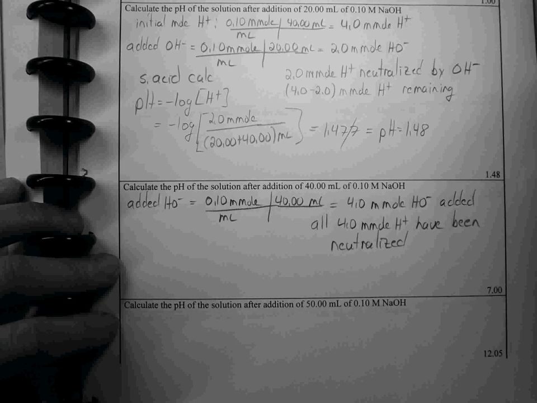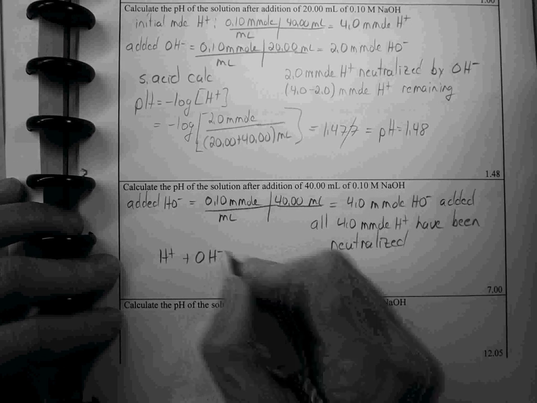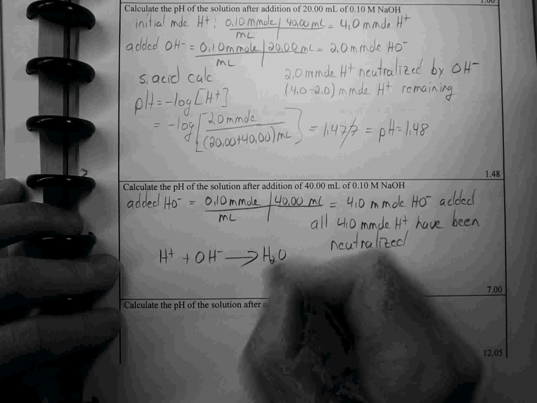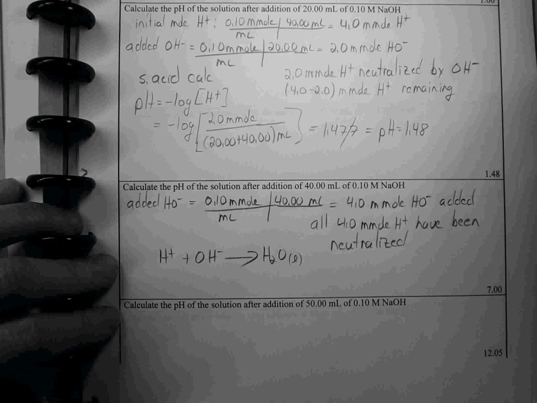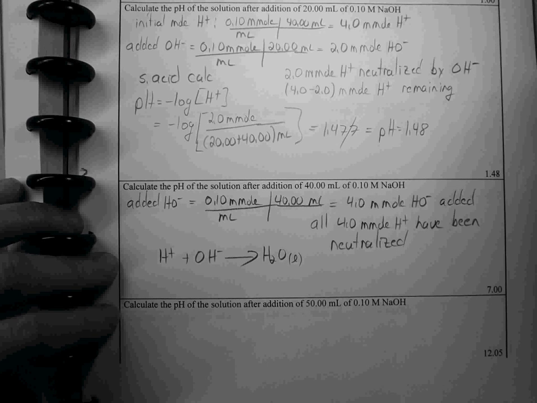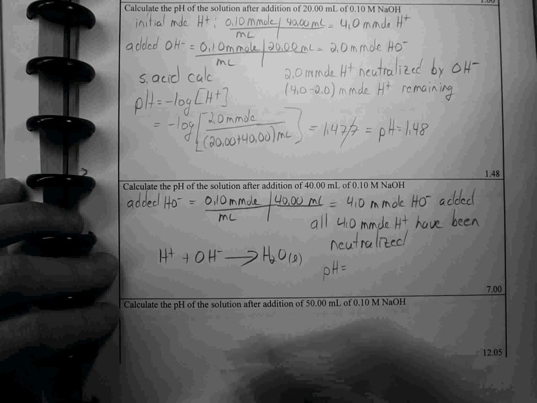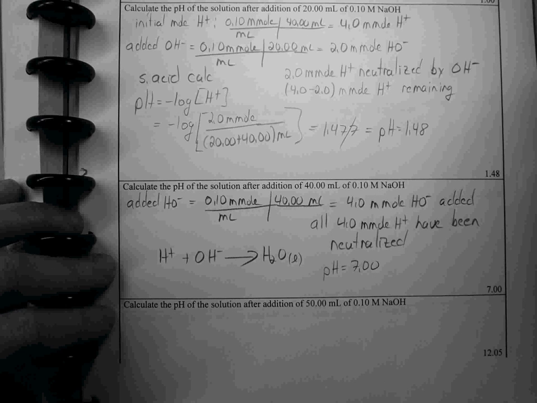So what do we have in the beaker? Well, all of our H plus has been neutralized by the hydroxide, so all we have is a tiny bit of added water to solution. There are no ions that are going to react with water, so at 25 degrees C, our pH is going to be neutral, 7.00.